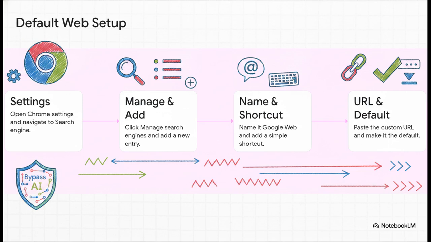Step 3, give it a recognizable name, like Google Web, and add a shortcut, something really simple, like the @web you see listed. Finally, step 4, paste a specific custom URL into the third field, click Add, and then click those 3 little dots to make default.